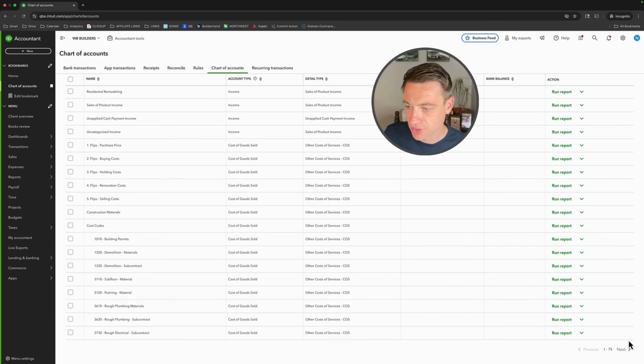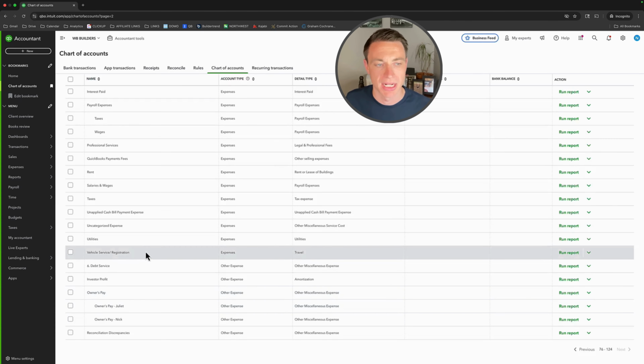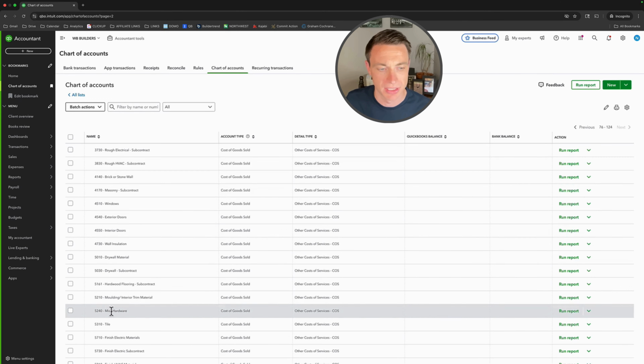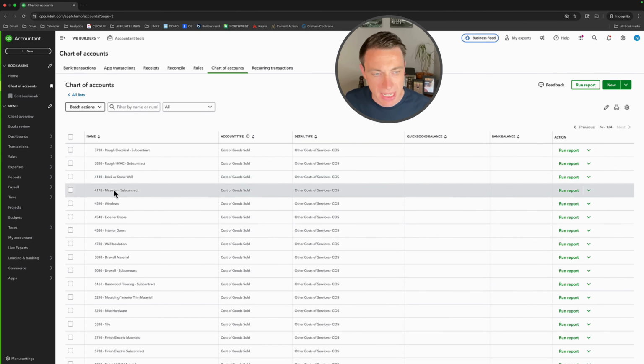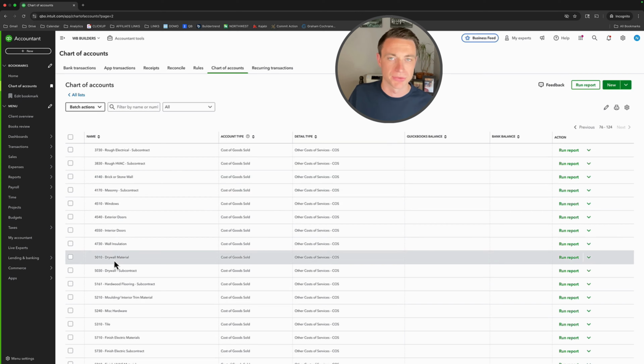Now this list of cost codes on its own, maybe it's good, maybe it's bad. We're not going to get into it with this one necessarily. Okay, this is a list of cost codes here, and this user has set up all of these as individual accounts within the chart of accounts.